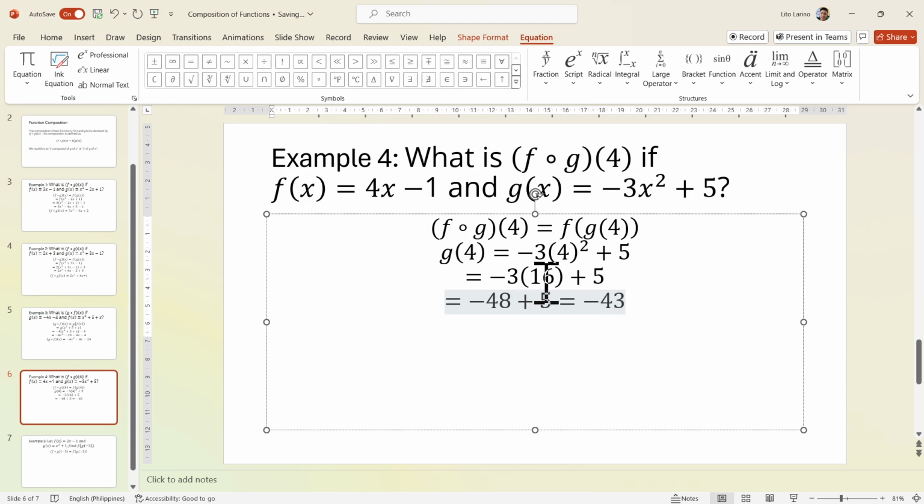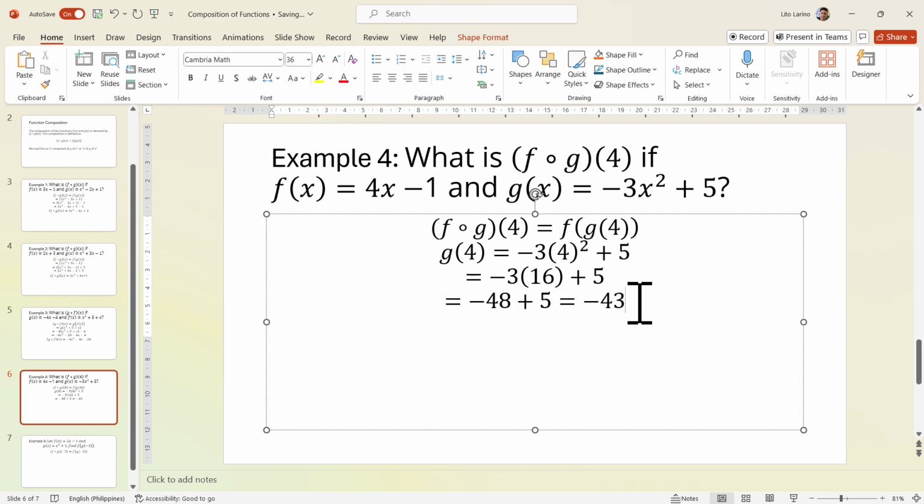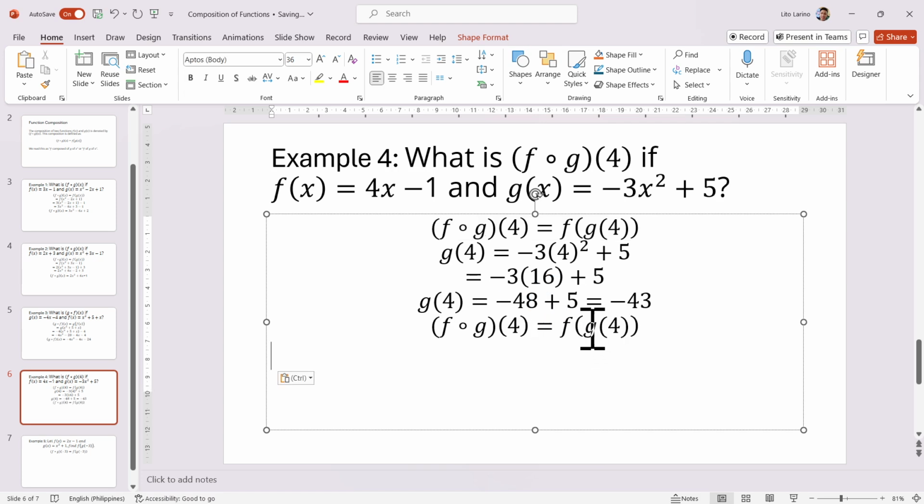Negative 3 times 16 is negative 48 plus 5 is negative 43. This is now g of 4. Thus, let's go back to our equation. This can be written as f composed of g of 4, which is f of g of 4, is negative 43. See? So what did we do?